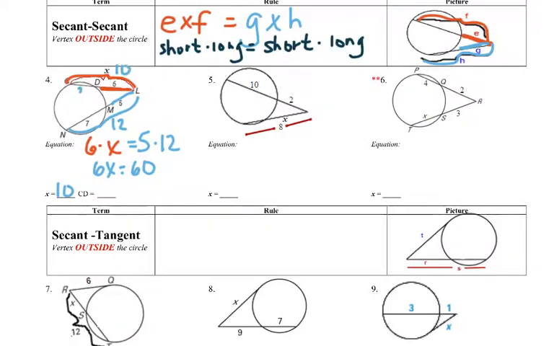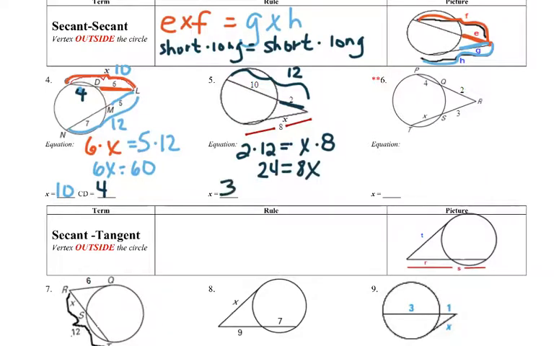And then how would I find CD? Yep, back from the beginning of the year, the 2 little segments add up to the big segment, so CD is 4, 6 plus 4 is 10. Again, in number 10, I'm going to add 10 plus 2 to get the long segment. Short times long is 2 times 12 equals x times 8, or 24 equals 8x, or x is 3. Short times long, short times long.